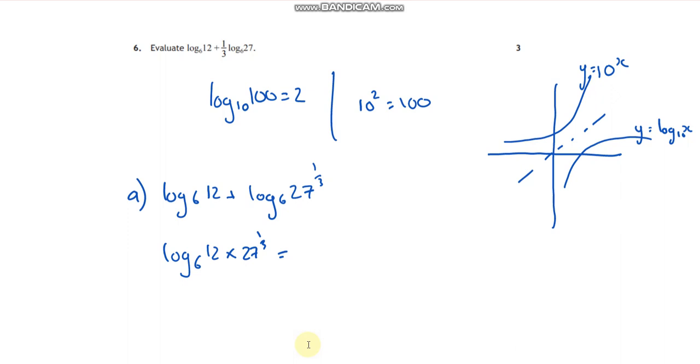27 to the power of a third, that's the same as the cube root, isn't it? In the same way that 27 to the power of a half would be the square root. So the little number on the bottom just goes round to here. That's the way I always think on it. So what times what times what is 27? That's going to be 3. So 3 times 12 is 36.